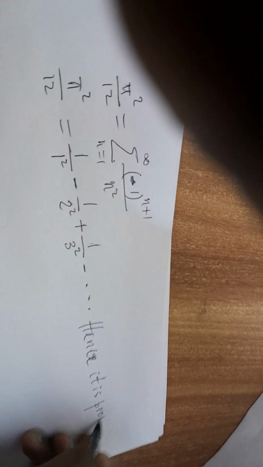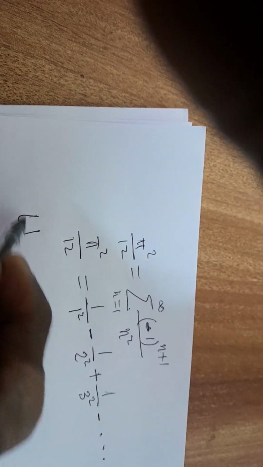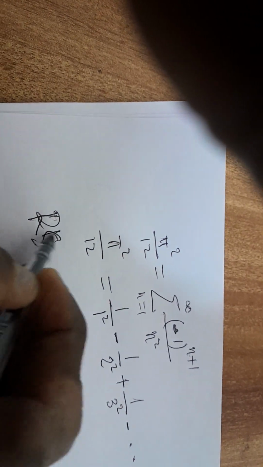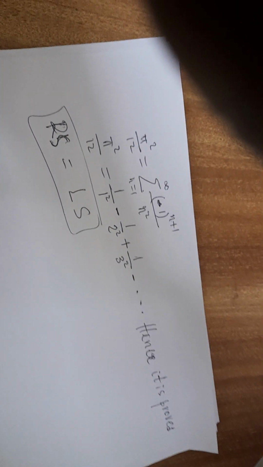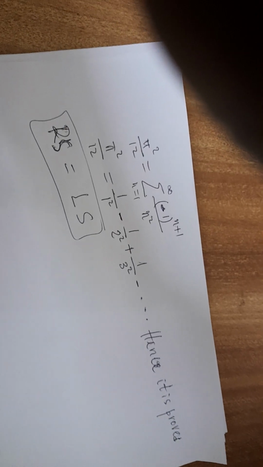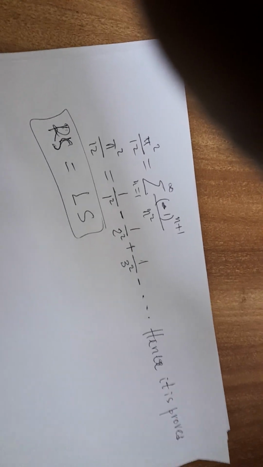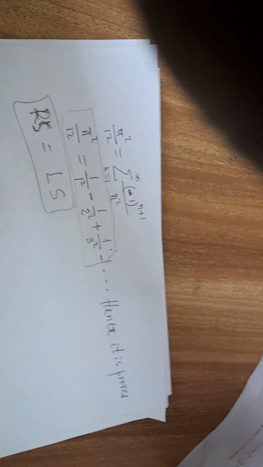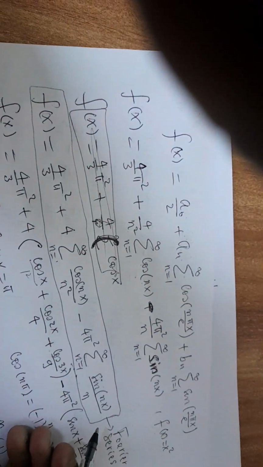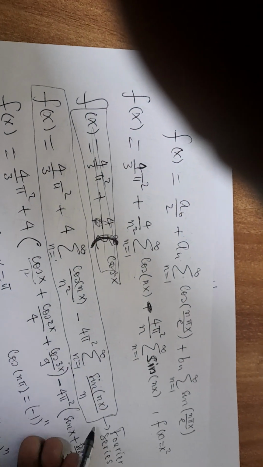Hence it is proved. Right side is equal to left side. That was a long way, but that was worthwhile. Hence it's proof. Thank you very much. We proved that this is true, and we also found the Fourier series for this function.